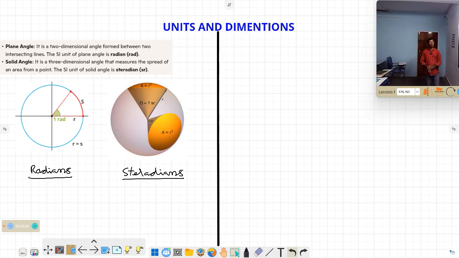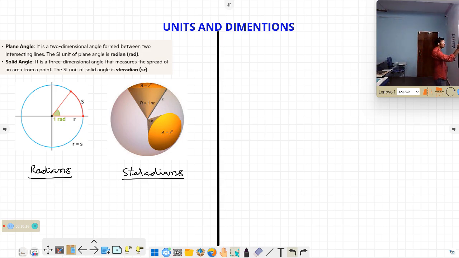Now come to the supplementary physical quantities. Already we discussed there are two supplementary physical quantities. One is called plane angle, the second one is solid angle. Plane angle means between two planes. This is one plane, this is another plane. Whatever the angle is between these two, that's called the plane angle. That is the two-dimensional angle.